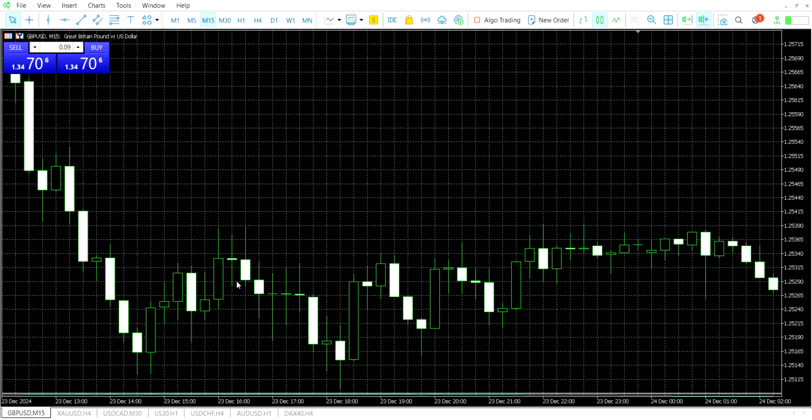But if you want to learn where the price was opened, it was opened here and closed here, for a bullish candlestick. For a bearish candlestick, it was opened here and closed here. That was the maximum, that was the minimum. So in a candlestick, we have four important informative points: opening price, closing price, highest price, and lowest price.